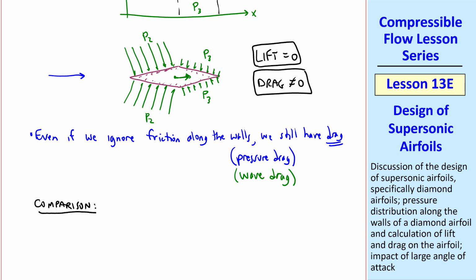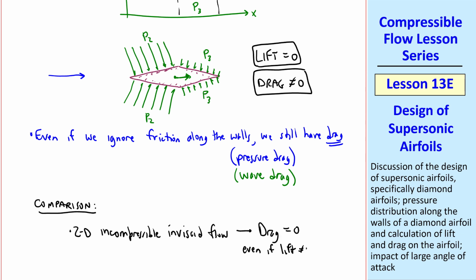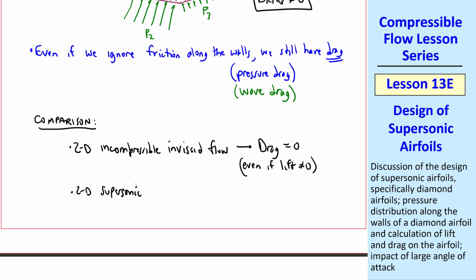So in comparison, a 2D incompressible inviscid flow over an airfoil has drag equal to 0, and that's true even if the lift is not 0. That you may remember as D'Alembert's paradox. But for 2D supersonic inviscid flow over an airfoil, we have drag is not 0, even if the lift is 0. This is because of the wave drag.